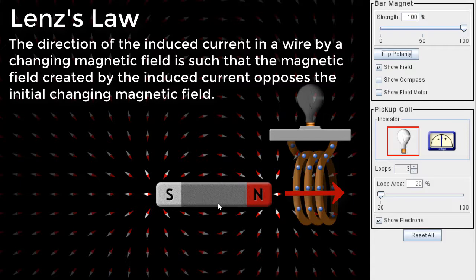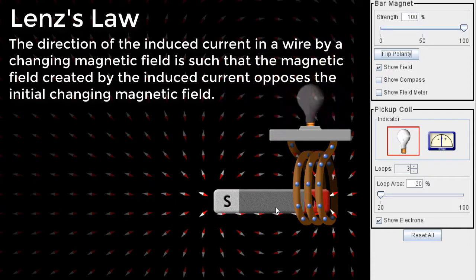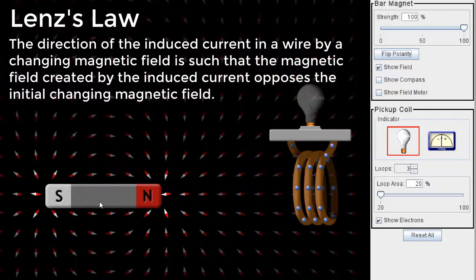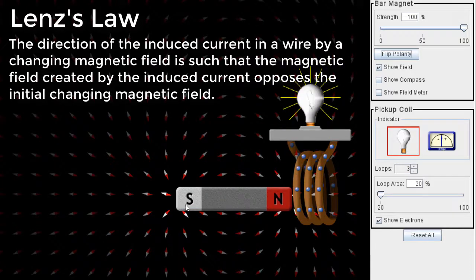Now, Lenz's law states that the current that's induced will be such that it's going to oppose this change. It's going to make a magnetic field in the opposite direction. So let's look at the current again. If I bring this towards, I see that the electrons are moving downwards. And that's only when it's actually changing, of course. As soon as I stop, they stop moving.